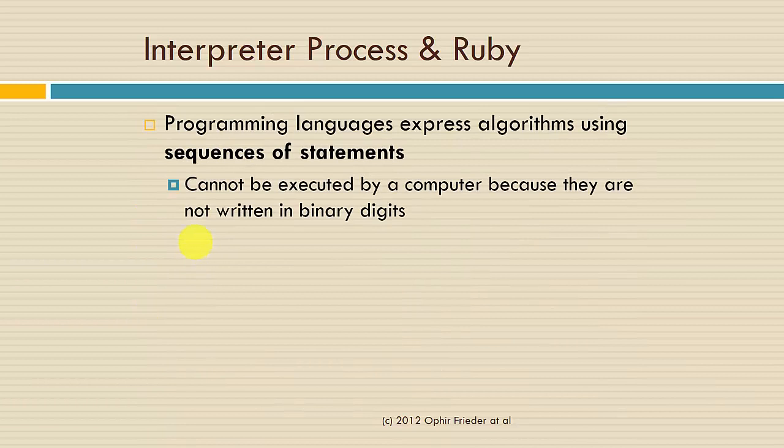Interpreter process and Ruby. Programs express algorithms using a sequence of statements. However, we can't use those sequence of statements in our program. It's not programming code, it's an algorithm. It's something that's in English. What happens though is, as it says here, it cannot be executed by a computer because they are not written in binary digits. When a computer processes information, it's always processing something called machine code.